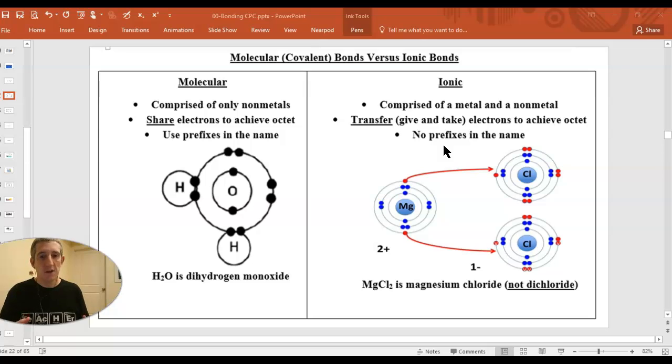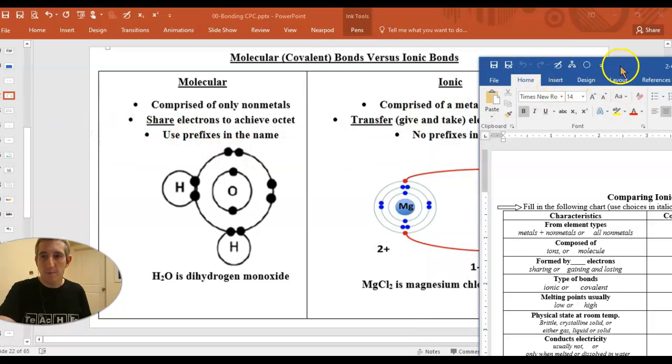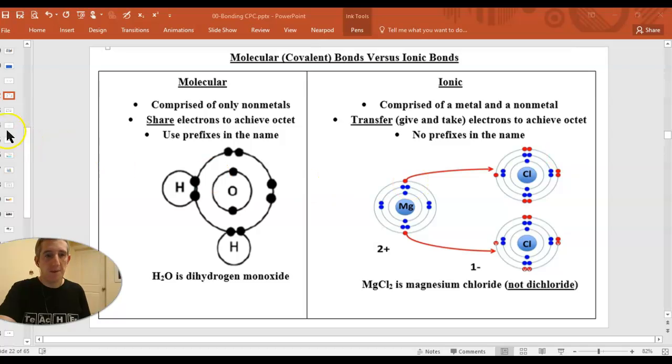So what kind of properties are different? So let me pull this over. Actually, let me pause for that. One step ahead of myself.